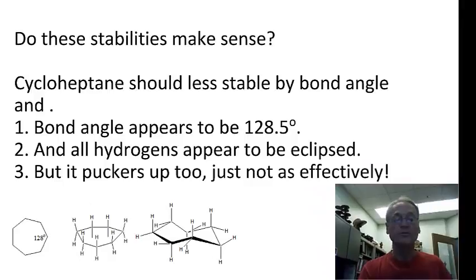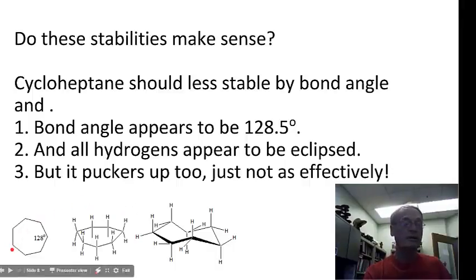If we move on to cycloheptane, I didn't make a model of this, but you will get the idea. If you look at a regular heptagon, you can calculate that the angle should be 128 degrees. Again, pretty far off from the 109.5 that it wants to be. And furthermore, like all the rest of them, if it's flat, all the hydrogens are eclipsed. So it has a lot of torsional strain and a lot of angle strain.